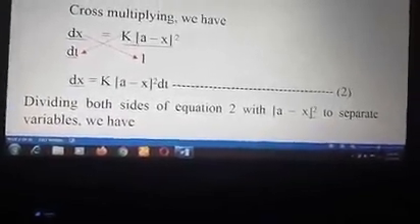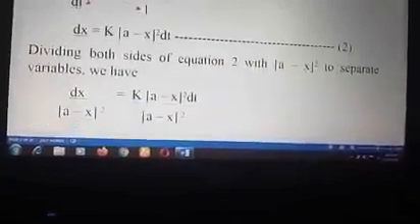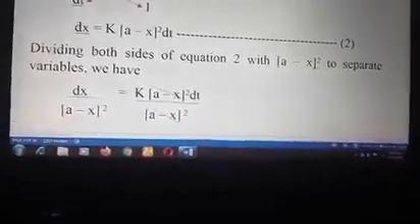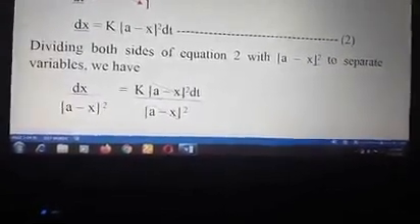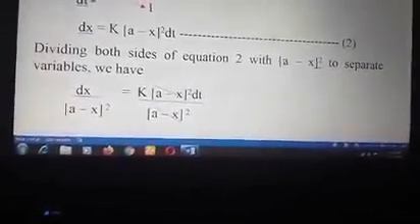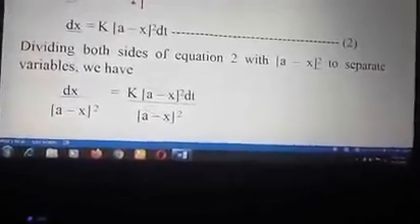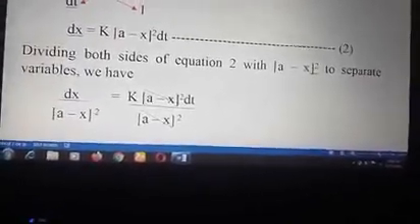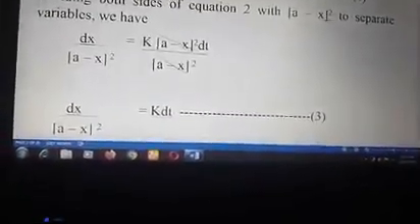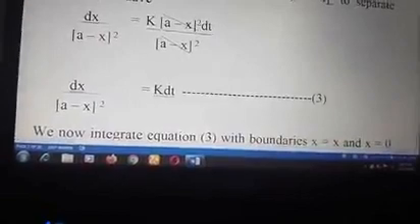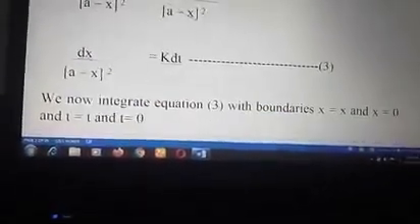Divide k times (a minus s) power 2 dt by the same (a minus s) power 2. We obtain ds over (a minus s) power 2 equals k (a minus s) power 2 dt over (a minus s) power 2. Look at the right hand side of the equation. (a minus s) squared cancel each other. So we are now left with ds over (a minus s) squared equals k dt. That becomes equation 3. So we now proceed to integrate.